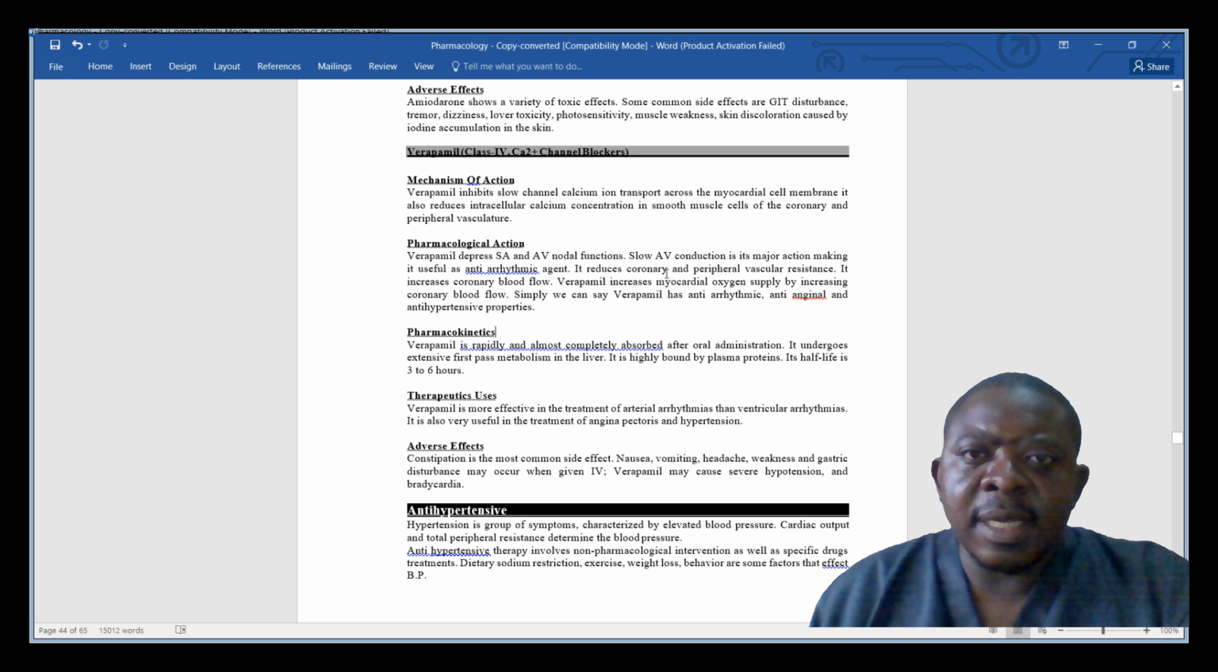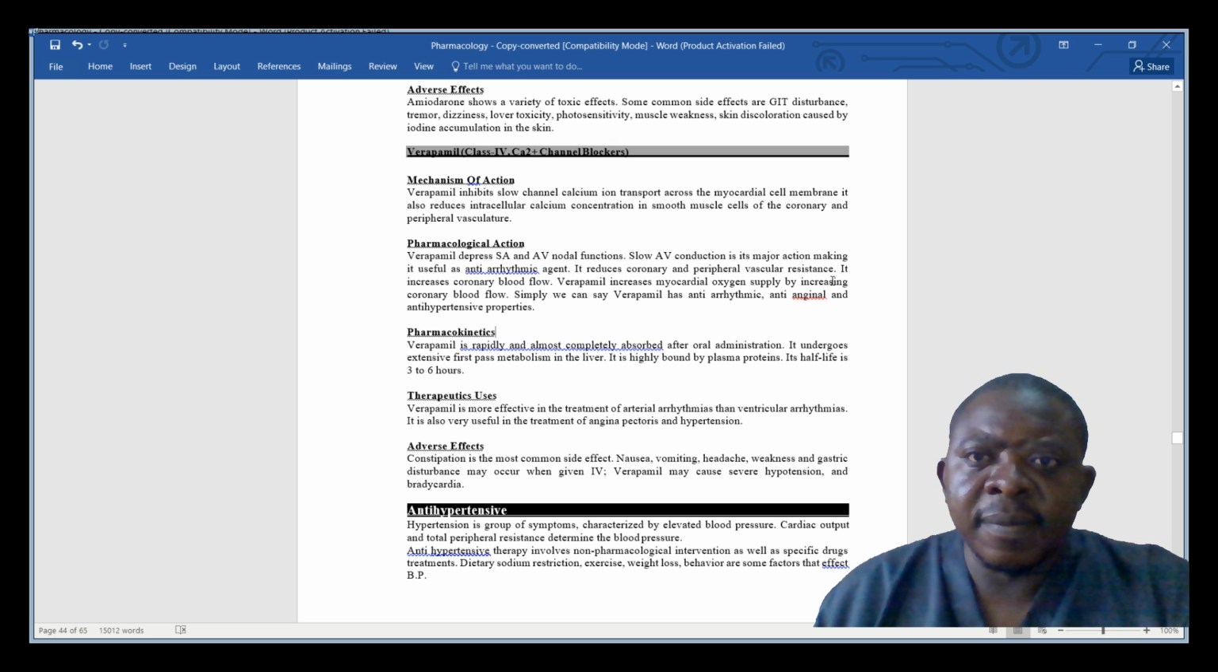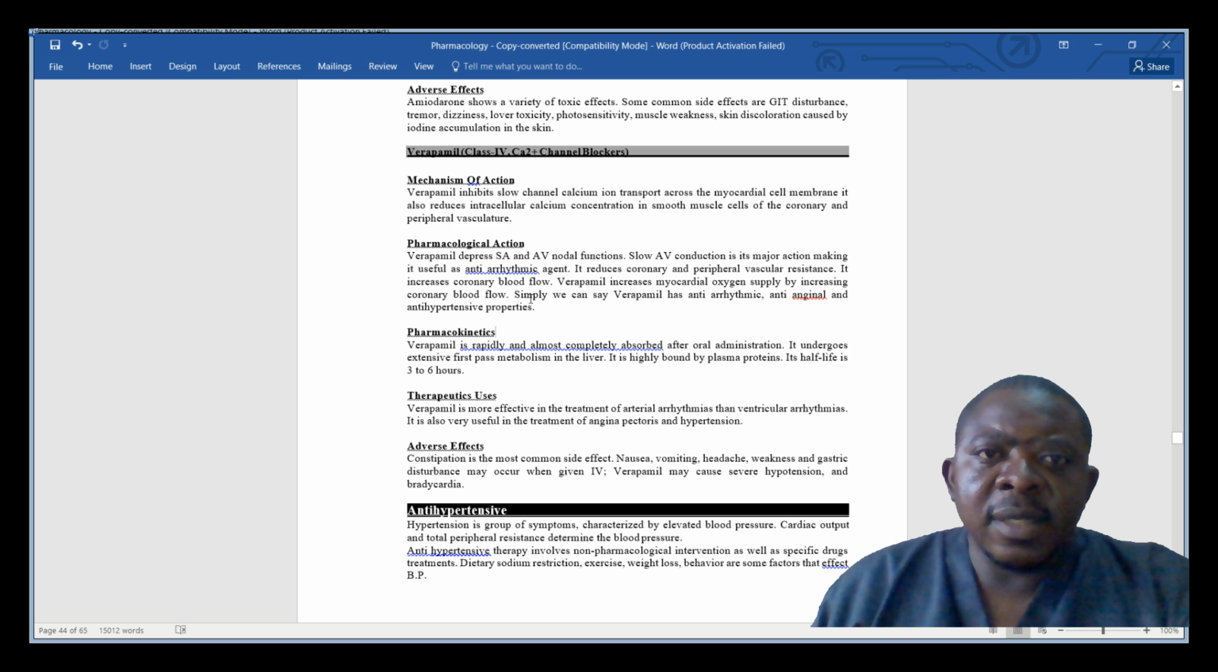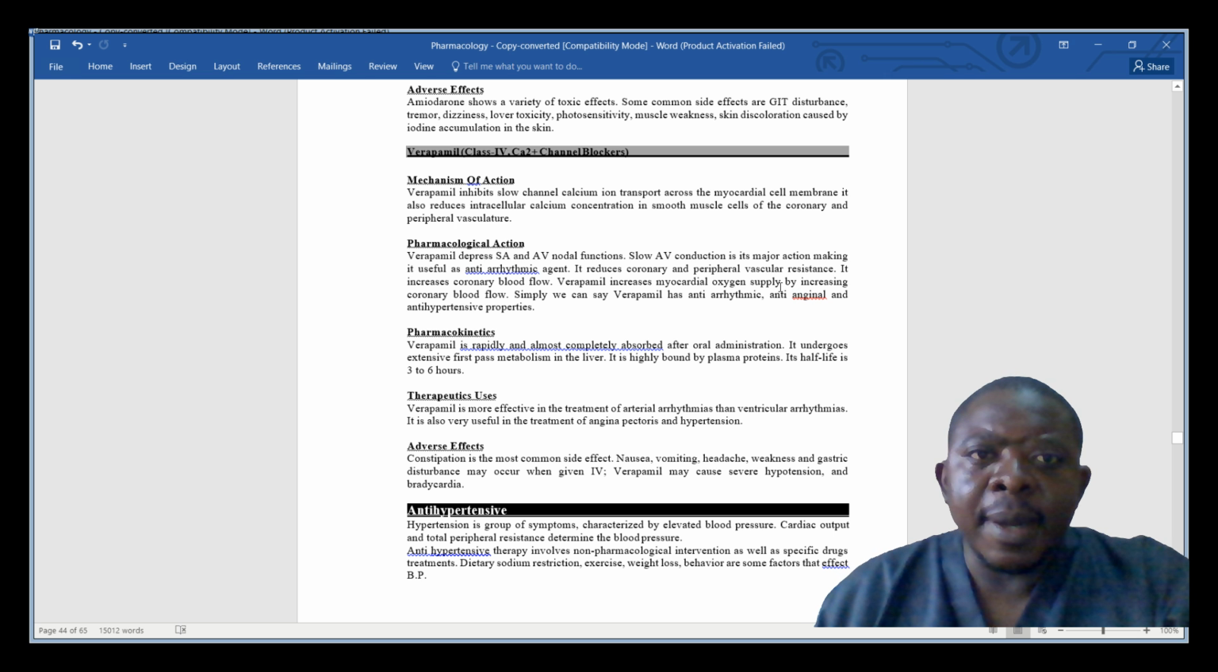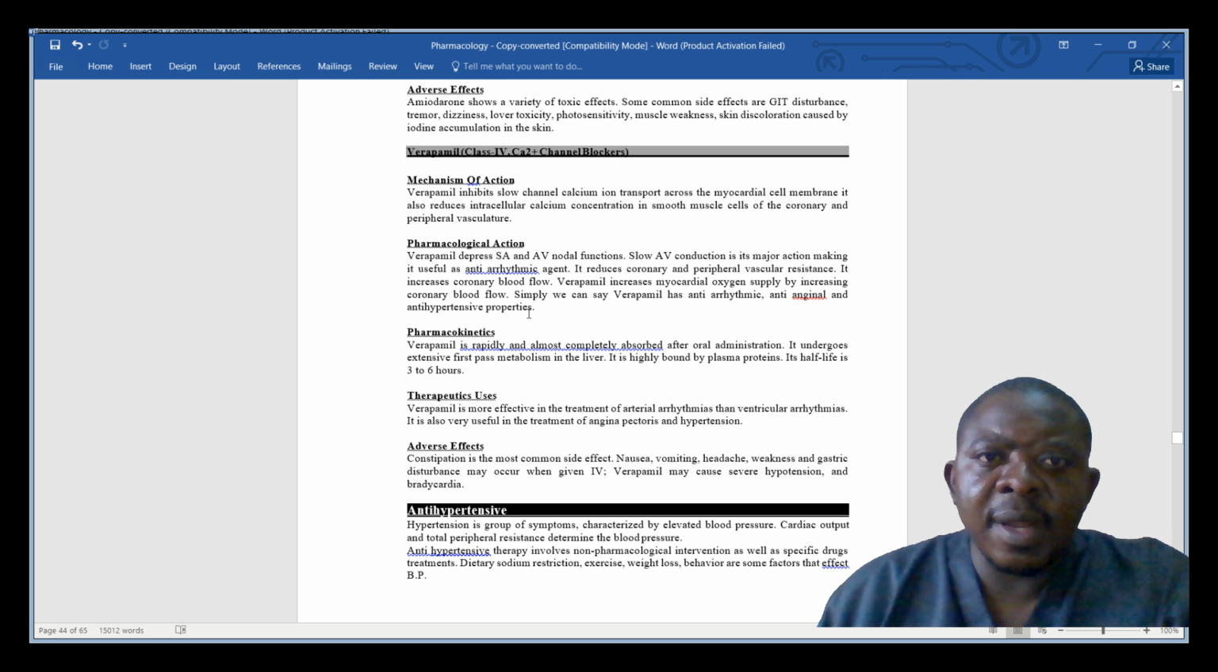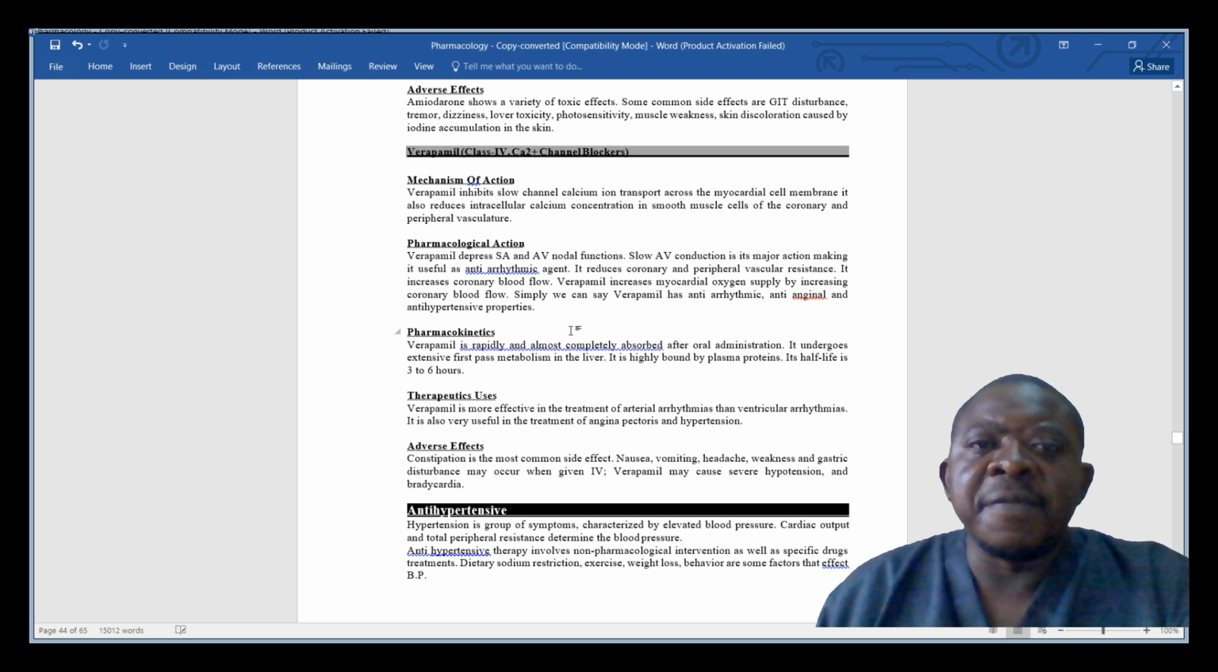It reduces coronary and peripheral vascular resistance. It increases coronary blood flow. Verapamil increases myocardial oxygen supply by increasing coronary blood flow. Simply, we can say verapamil has anti-arrhythmia, anti-angina, and anti-hypertensive properties.